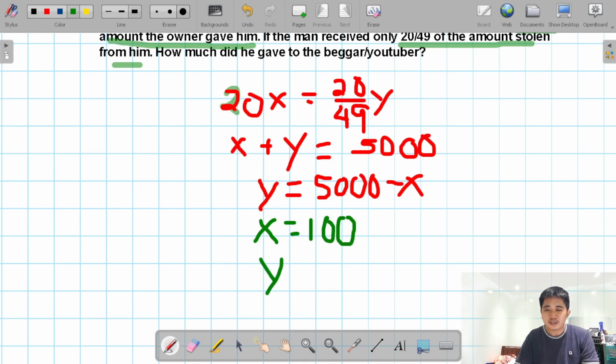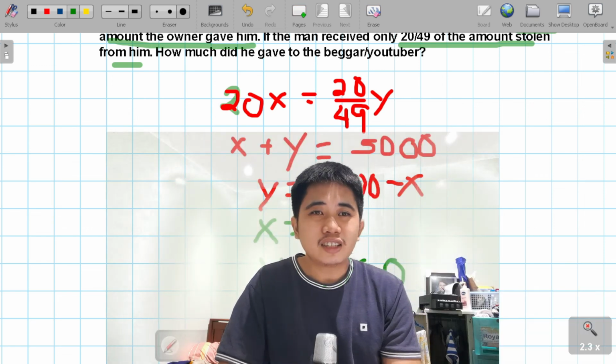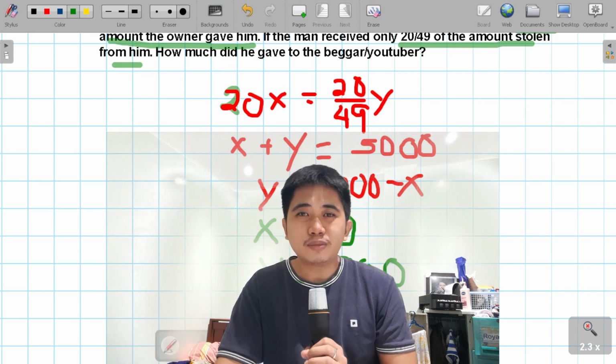But he lost 5,000 minus 100, which is 4,900 pesos, to the thief. And that's kind of sad. Anyway, that is the ending of the money problems.